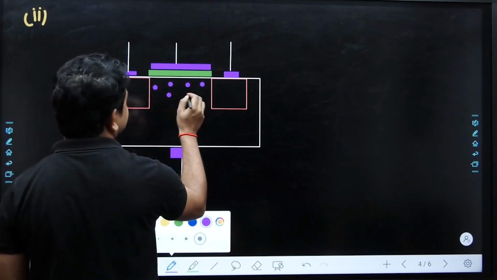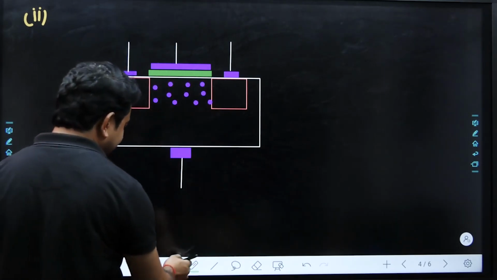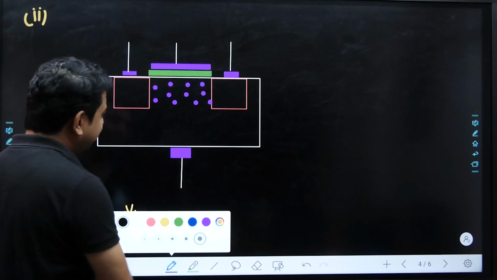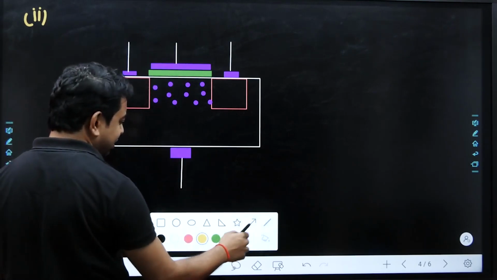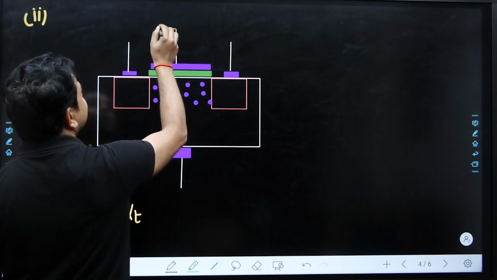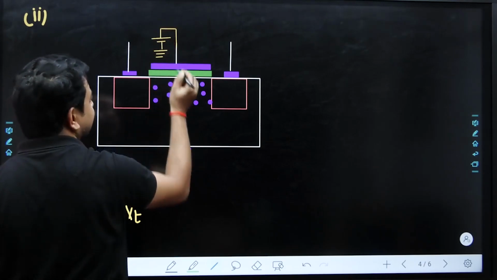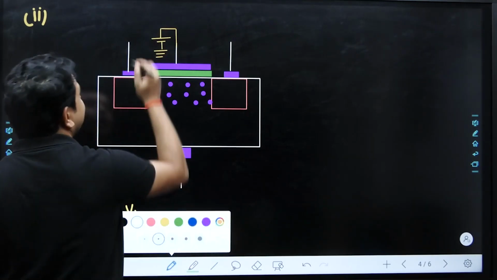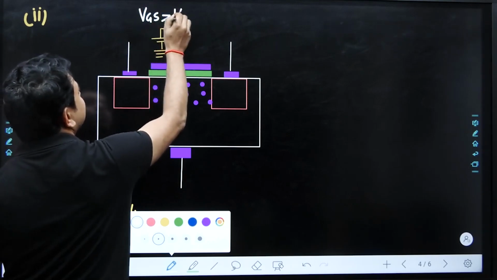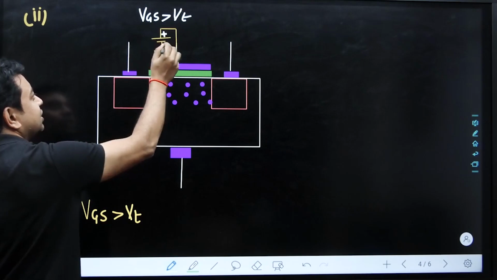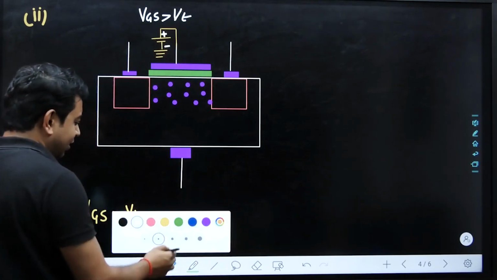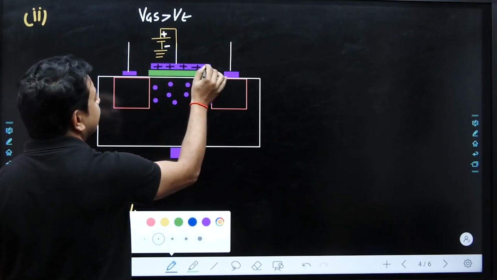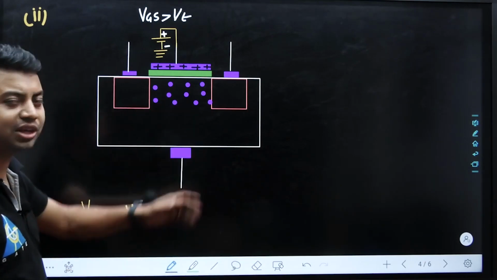So we have created the channel like this, and the electron concentration at the source end and the drain end is equal. The reason for this equality is the equipotential surface. So if we apply a potential at the gate terminal like this, and the potential is a positive value with respect to ground, and this is greater than the threshold voltage, positive this side, negative this side. And I already told you that this metal is an equipotential surface. All the potential that is present at the source end and the drain end are equal.